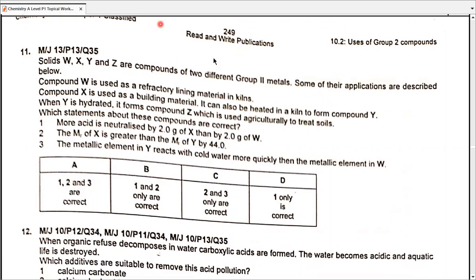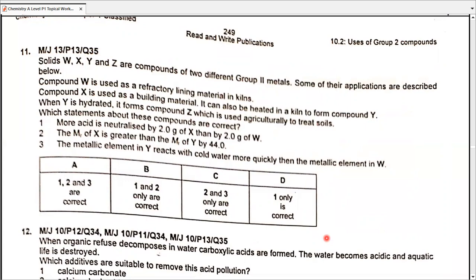11. It's a good one. Go for it. Solids W, X, Y, and Z are compounds of 2 different group 2 metals. Some of their applications are described below. Compound W is used as a refractory lining material in kilns. Compound X is used as a building material. It can also be heated in a kiln to form compound Y. When Y is hydrated, it forms compound Z, which is used agriculturally to treat soils. Which statements about these compounds are correct?